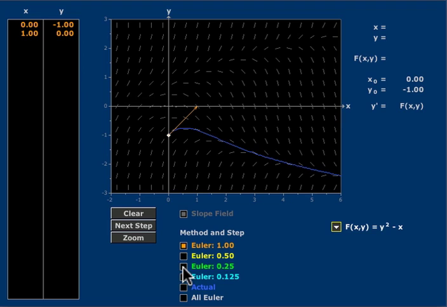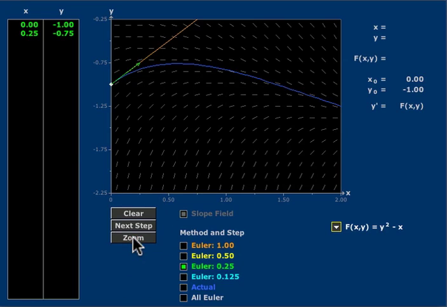So let's go down to a step size of 1/4, start again. Now I've drawn a tangent line segment, but the horizontal distance is only 1/4. Let's see if we can see this more clearly by pressing the zoom key. This will zoom in on the same picture that we had before.